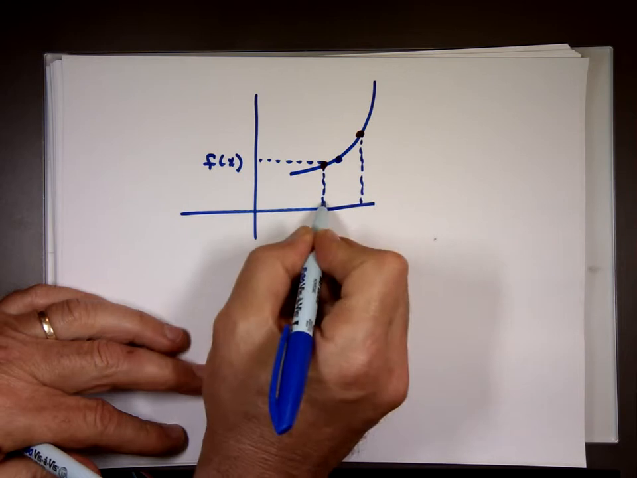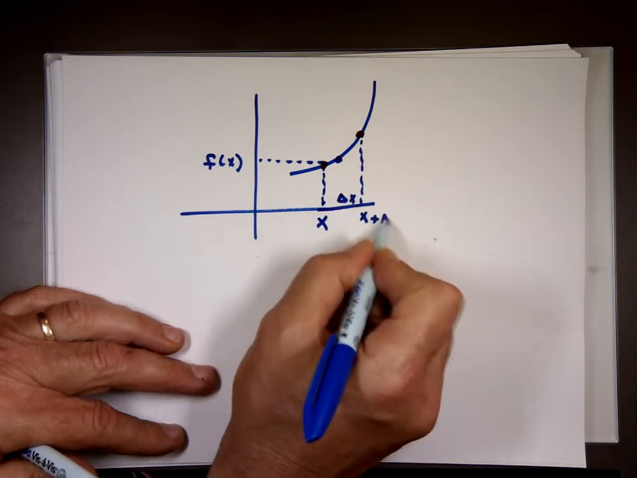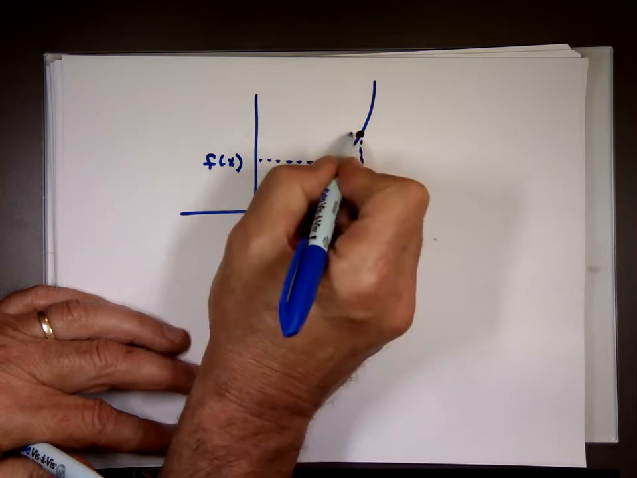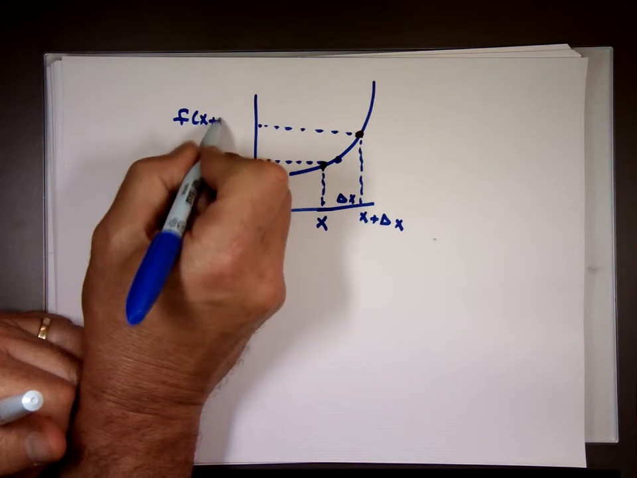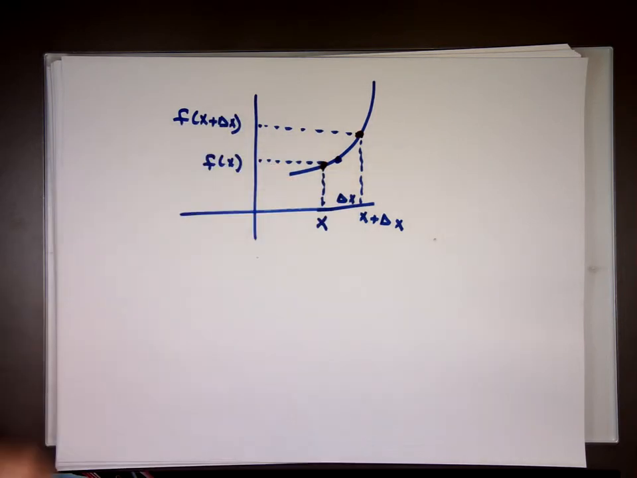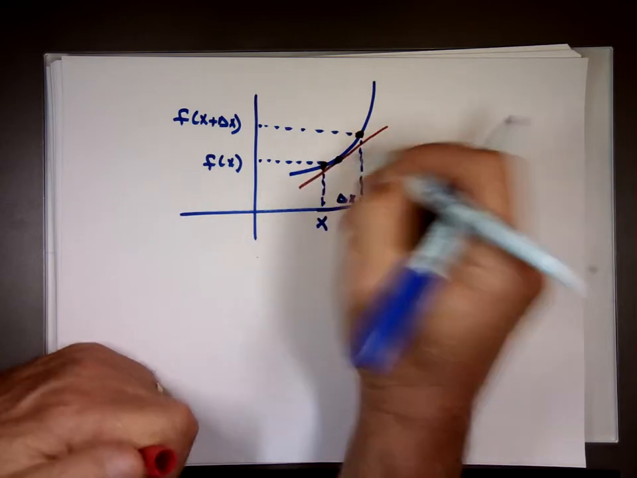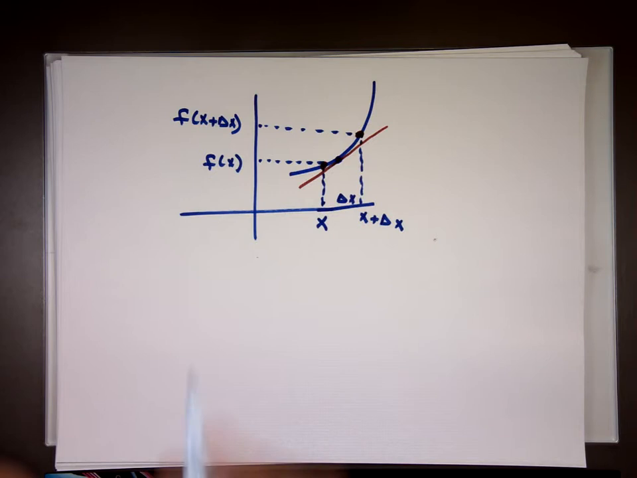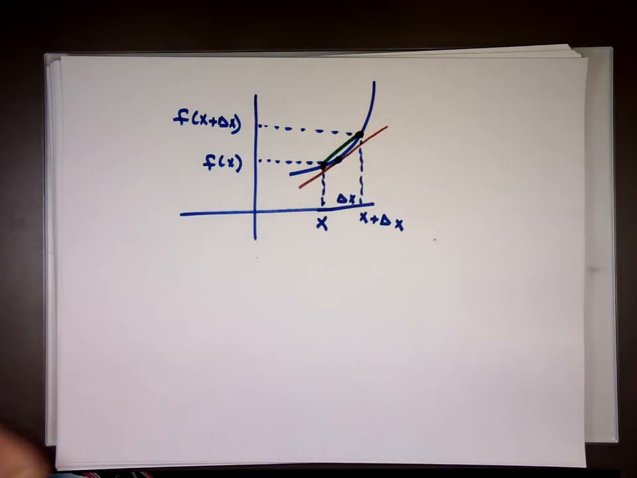If I call the gap between this and that delta x, so this value will be what? X plus delta x. And what's the y value here? That's f of x plus delta x. This is the tangent line here. A lot of times what I might do is actually find the slope of the line that connects these 2 points and use that as my answer. So if I connect these 2 points and I use the slope of that green line, what's the slope of that?